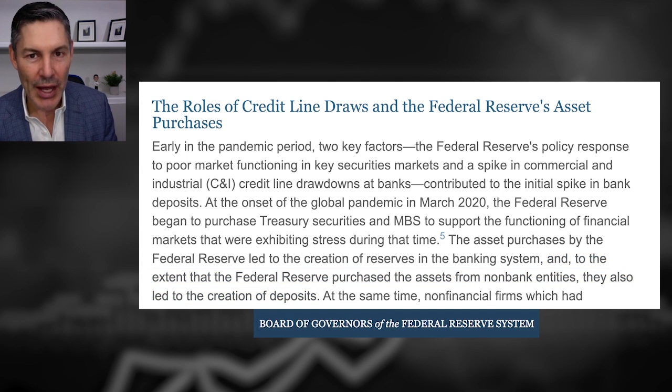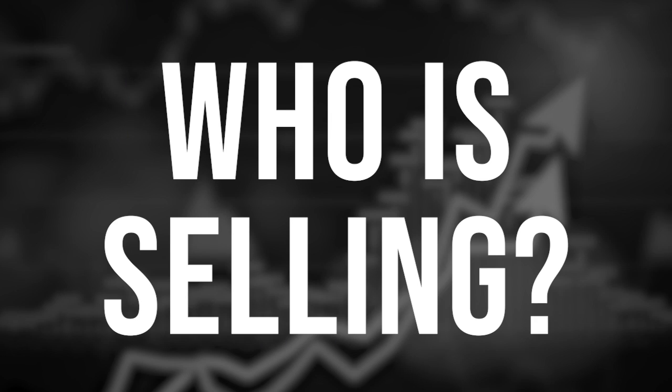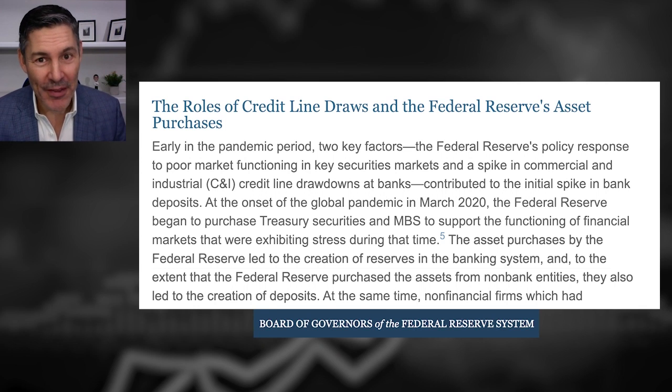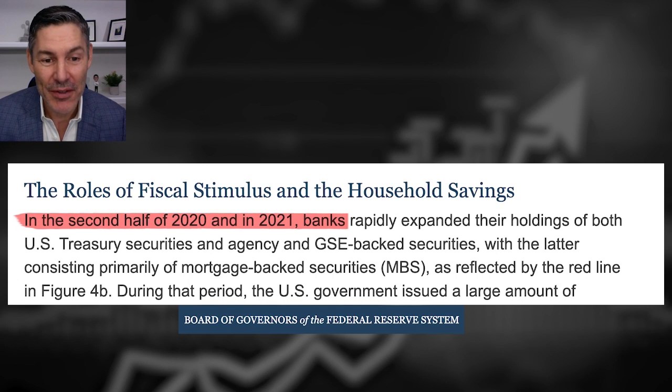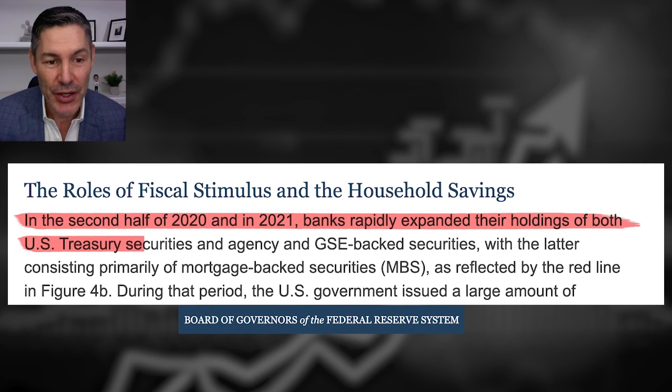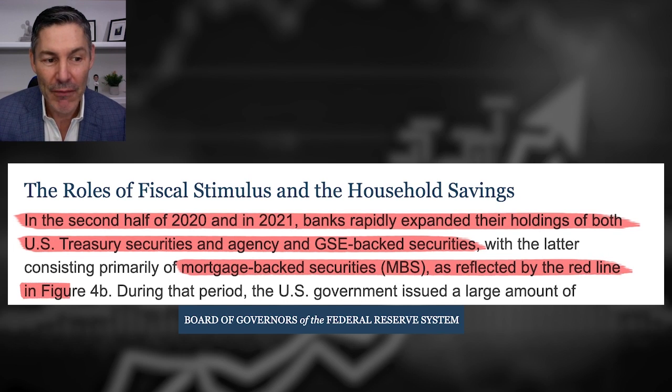So if you really want to get a handle on how this works, you can't just ask the question, who is buying? But you have to ask the question, who is selling? Oh, but wait, there is more. Check this out. In the second half of 2020 and 2021, banks themselves rapidly expanded their holdings of both U.S. Treasury securities and agency and GSE-backed securities, things like mortgage-backed securities, as reflected by the red line in Figure 4B.